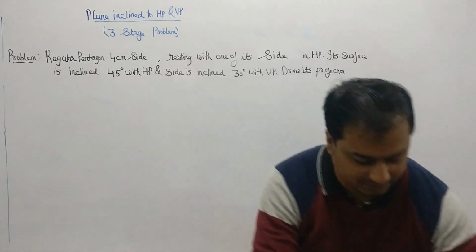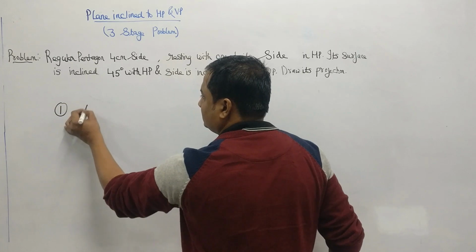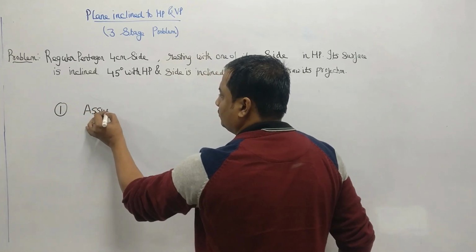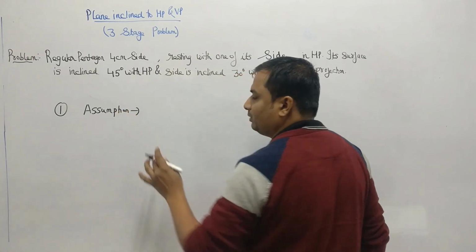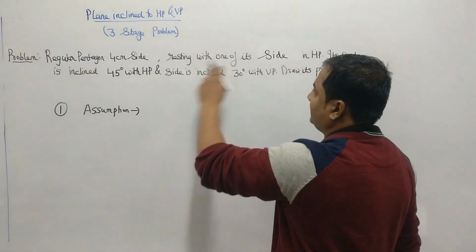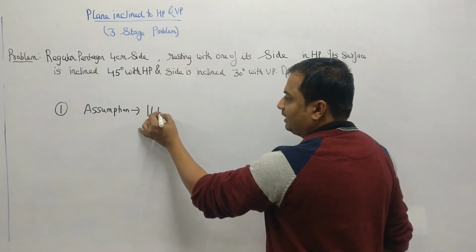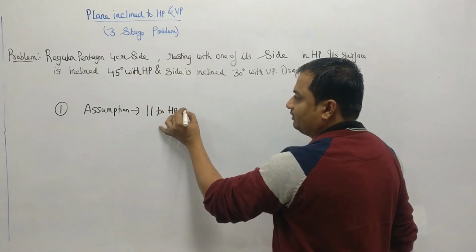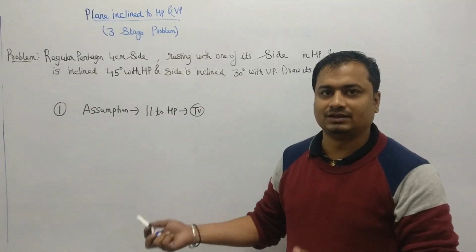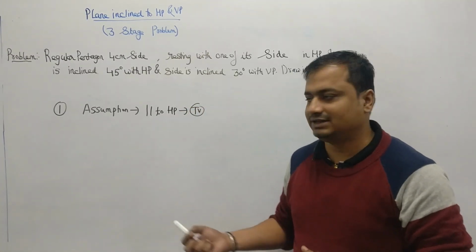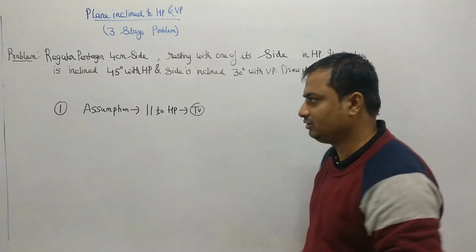The first step is assumption based. As the surface is inclined 45 degrees with the HP, we are going to assume it parallel to the HP. So we are going to make the top view first. This is the concept which we have already seen in the last lecture on the projection of planes: when a surface is inclined with the HP, start with the top view.